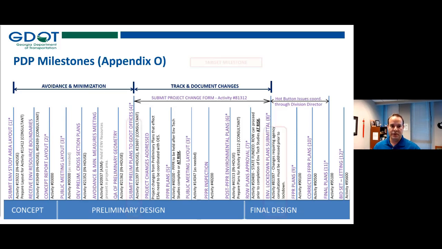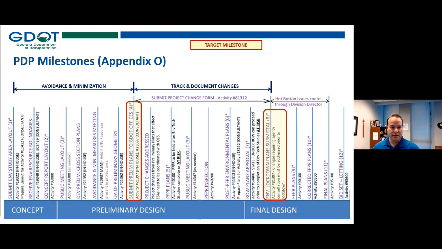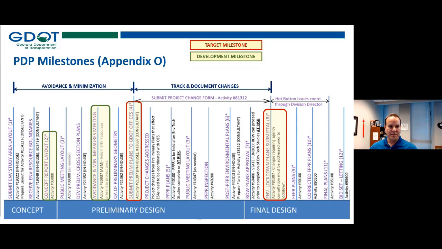So let's just rehash what we just went over. The target milestones are these two here: submit preliminary plans to GDOT offices, and then to have that be finalized at the lockdown plan submission. Again, the goal being no changes in between those. The development milestones occur before that initial submission, which is the concept team meeting or concept report layout, and the A3M.